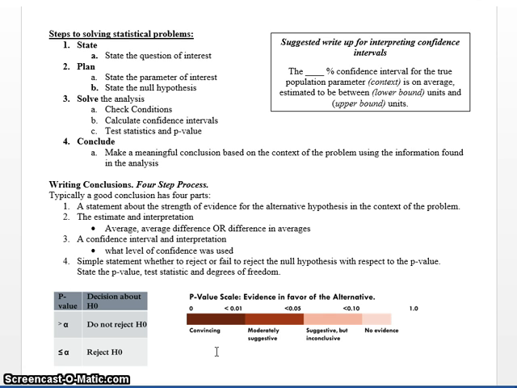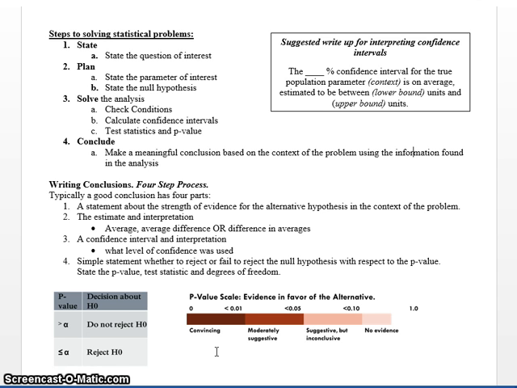The second thing is to plan. So we should state the parameter of interest. Typically, this will be mu in this particular class because we're talking about population mean. Then we should always state the null and alternative hypotheses that reflect our question of interest.